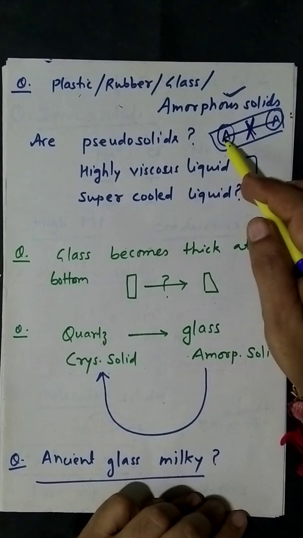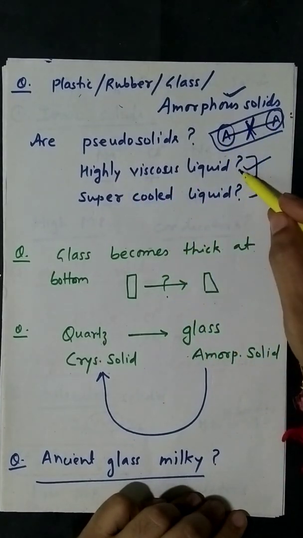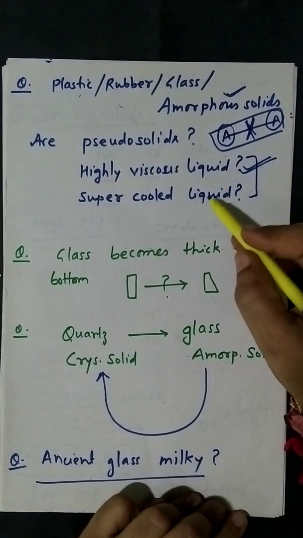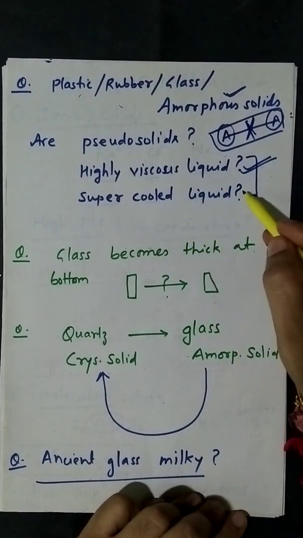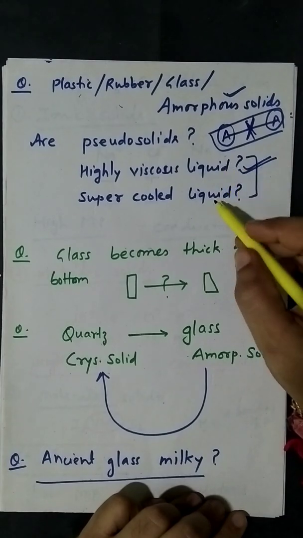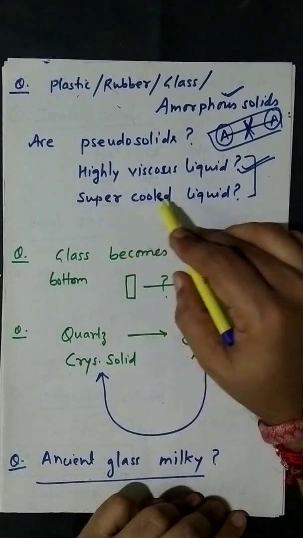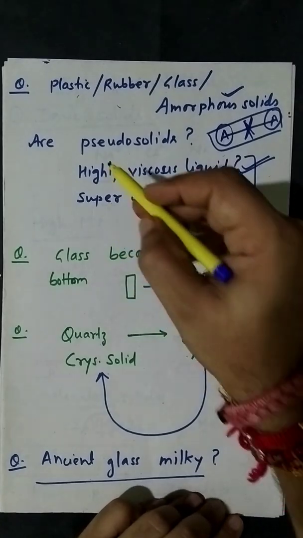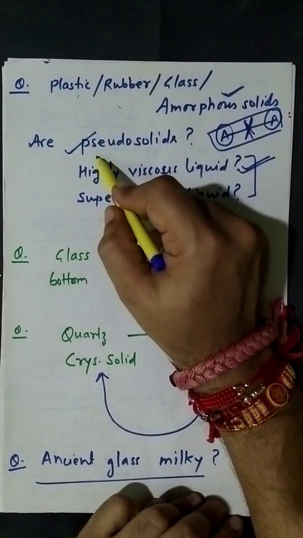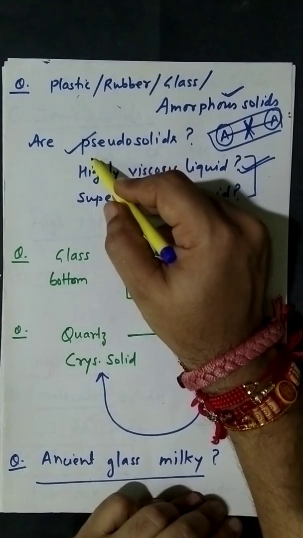Because they move at very low speed, you can say they are highly viscous liquid. Viscosity and temperature are also inversely proportional to each other. Because they have high viscosity, theoretically you can say their temperature is very low and therefore they are considered as supercooled liquid. So the answer of the first part, why they are pseudo solid, you have to simply write because some of the particles are in motion even at room temperature.